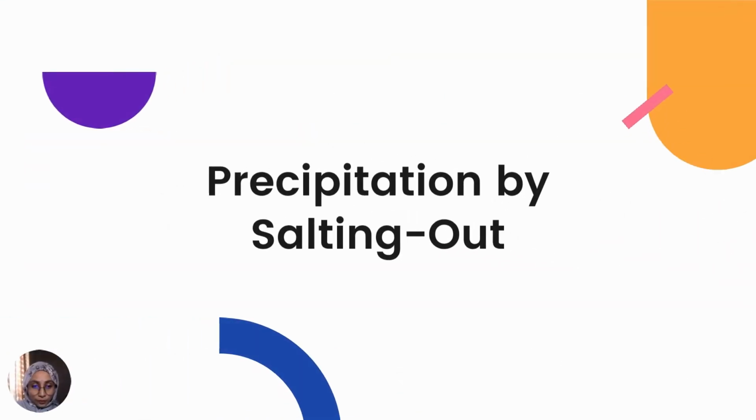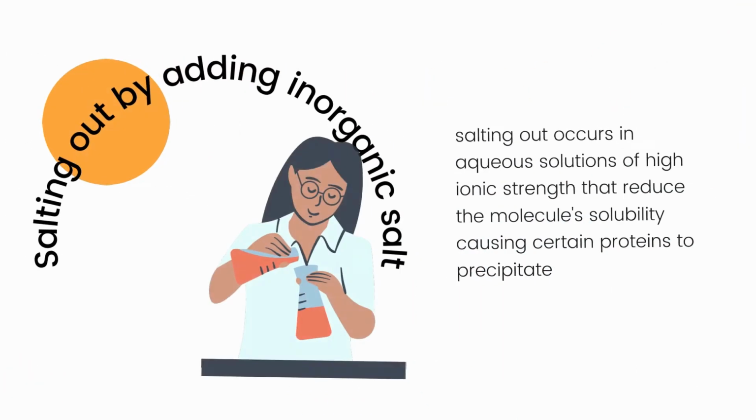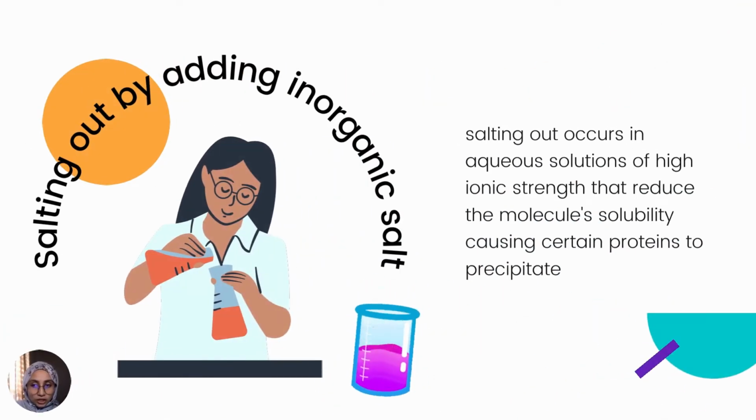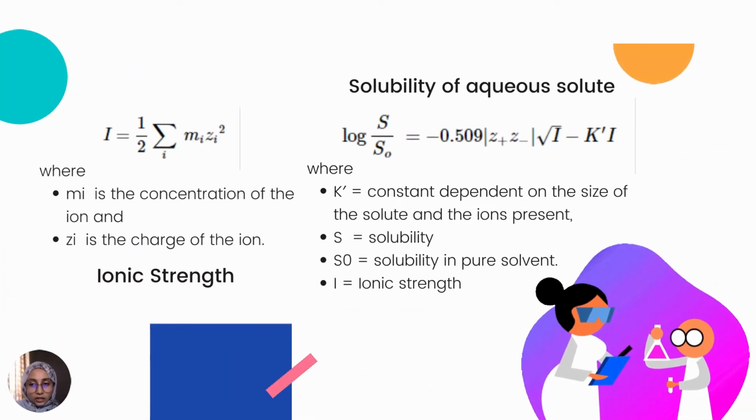Now I will proceed with precipitation by salting out. Salting out occurs in aqueous solutions of high ionic strength that reduce the molecule solubility, causing a certain protein to precipitate. It means that the addition of high amounts of salt in aqueous solutions causes the solubility of a protein to decrease and lead to precipitation. Thus, salting out can be used to separate the protein based on their solubility in the presence of high concentrations of salt. Salting out relies on the changes in solubility based on ionic strength.